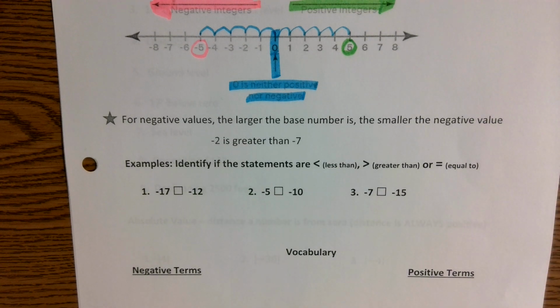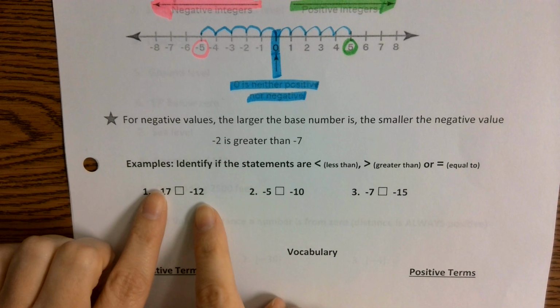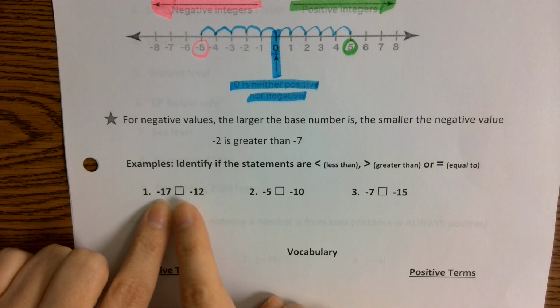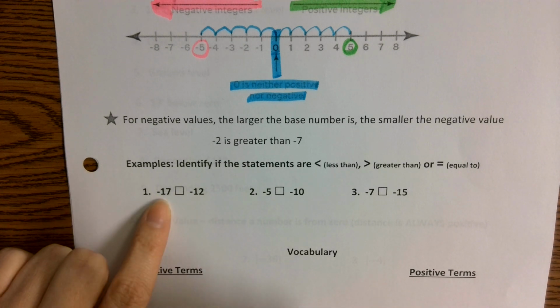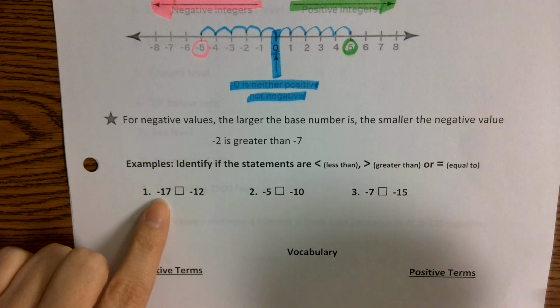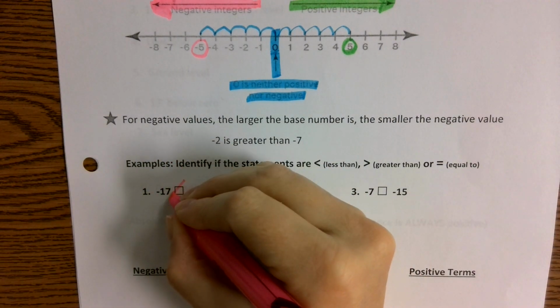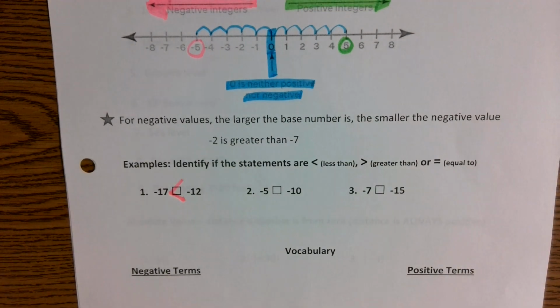Let's go ahead and go over this. For problem number 1, we're comparing negative 17 and negative 12. Is negative 17 less than, greater than, or equal to? Fatima? Less than. Very good. It is a less than value because the base is bigger. That makes the negative sign smaller. All right, for problem number 2, we've got negative 5 compared to negative 10.